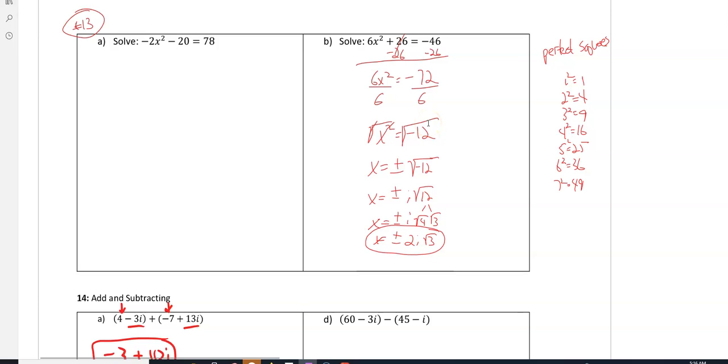All right, so that is number 13b. I'm going to leave number 13a for you.